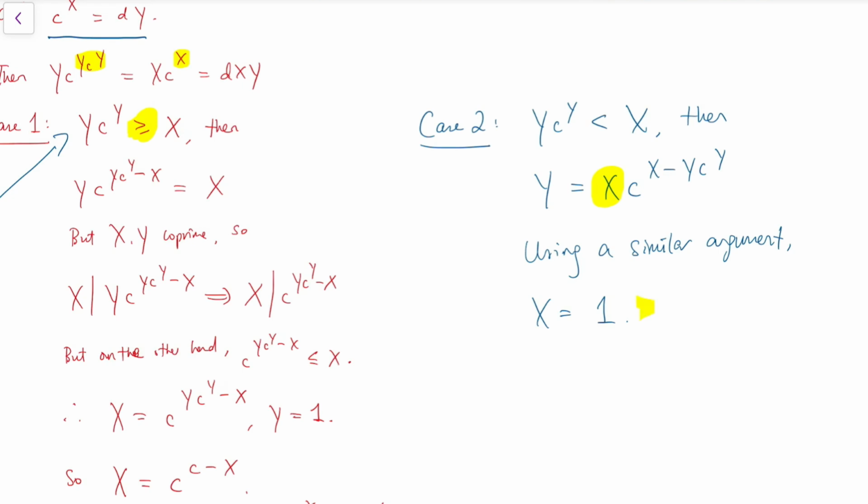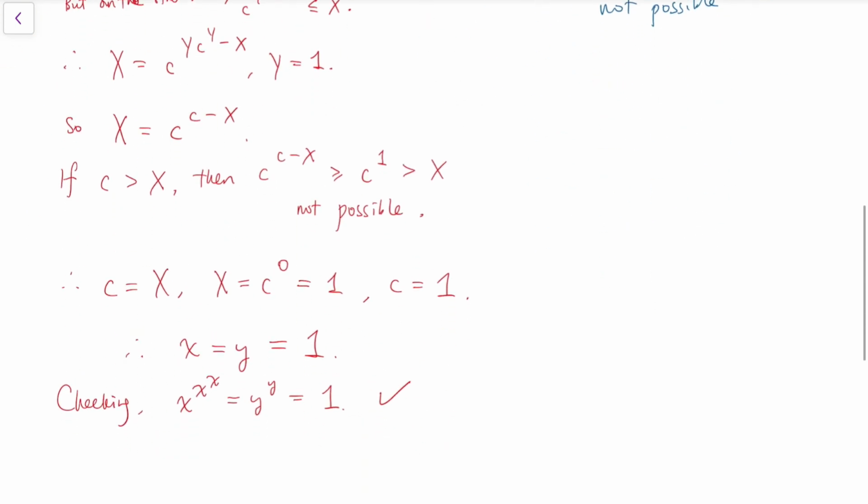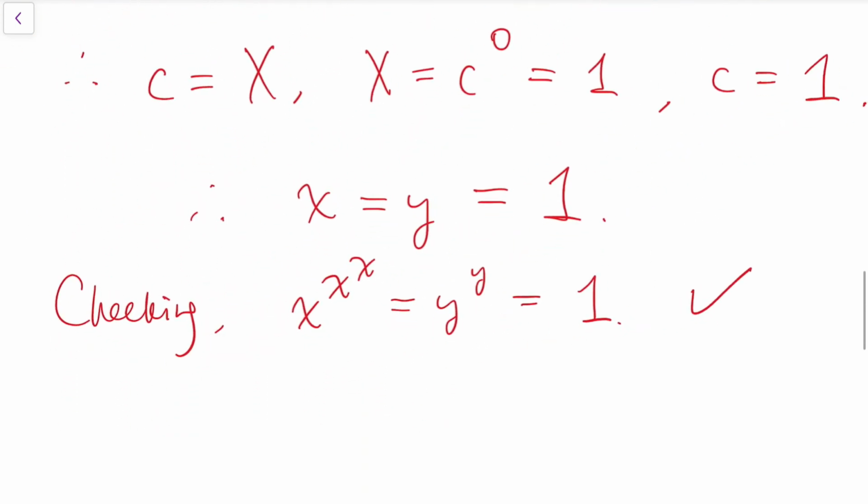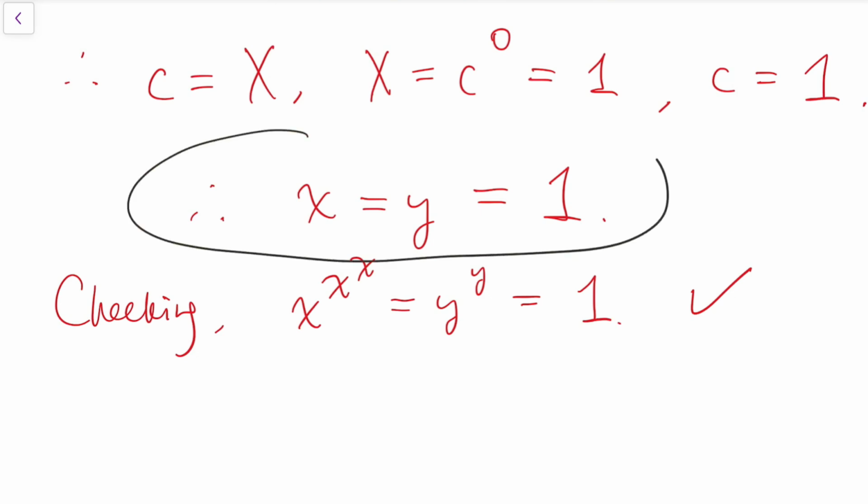But then that means this one is even larger than big Y times c to the power big Y, but that's not possible. So we can quickly deduce that there is no solution for this case. And so we can just go back to this and claim that this is the final answer to this problem.